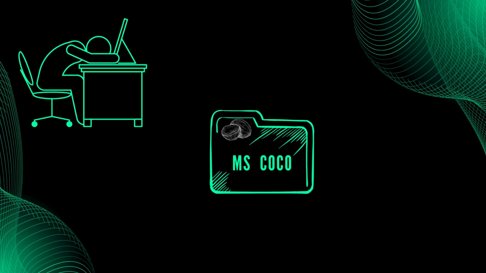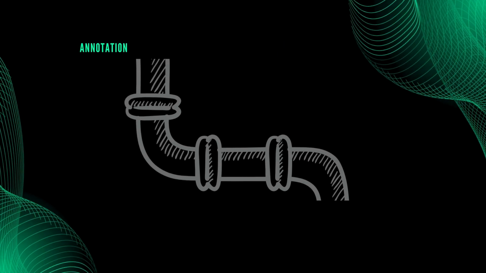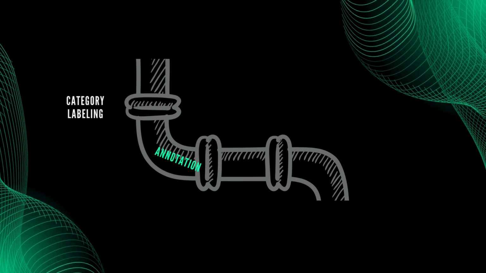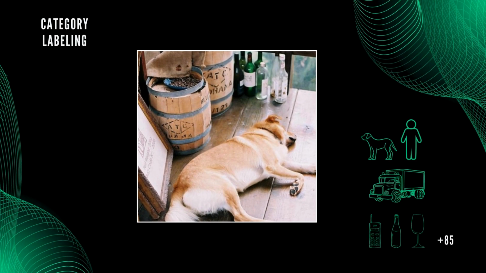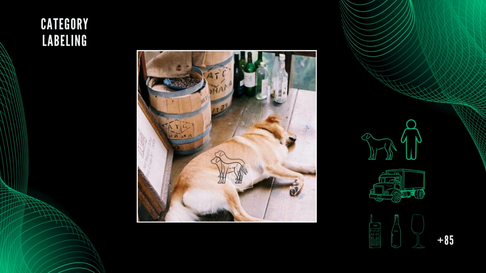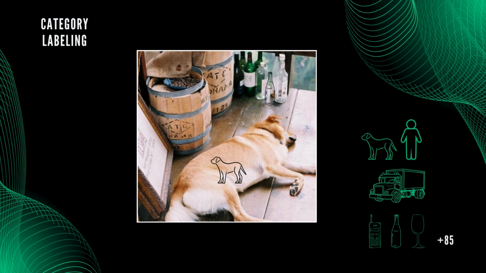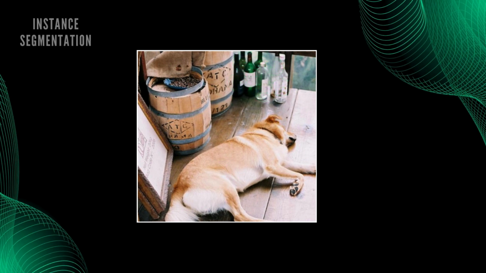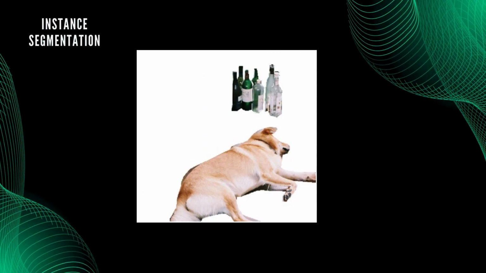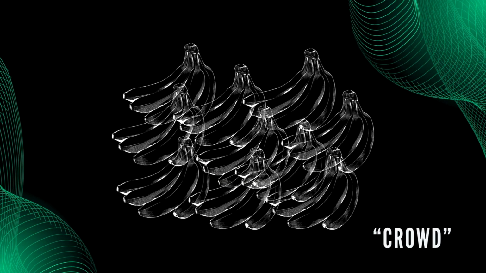So let's answer our second point. The team had an army of workers, a filtered dataset, the tools, and the plan. The annotation pipeline consisted of three tasks: category labeling, instance spotting, and instance segmentation. In the first task, the workers had to drag and drop icons to match the objects in the image with the 91 categories belonging to 11 supercategories. Then they mark each instance or occurrence of an object. And finally, trace the contours of individual objects. But what about having tons of occurrences in the same picture? They mark them as a crowd.